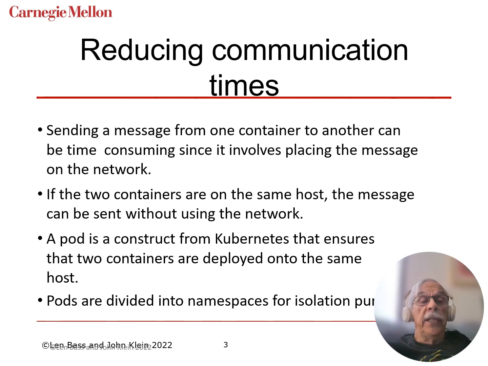So let's suppose you want to send a message from one container to another. If you put the message on the network, then it's going to take longer than if it were just done in memory. So if two containers are on the same host, you can send a message from one to another without using the network. And a pod is a construct from Kubernetes that ensures that two containers are deployed upon the same host. So you put two containers in the same pod, and they are deployed together. And then pods are divided into namespaces for isolation purposes.